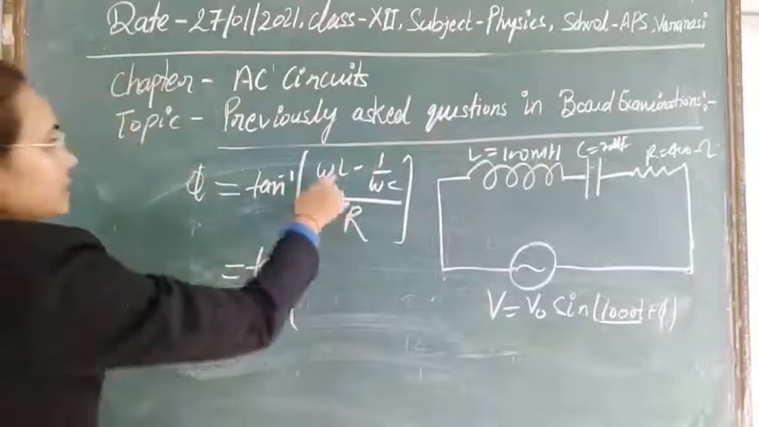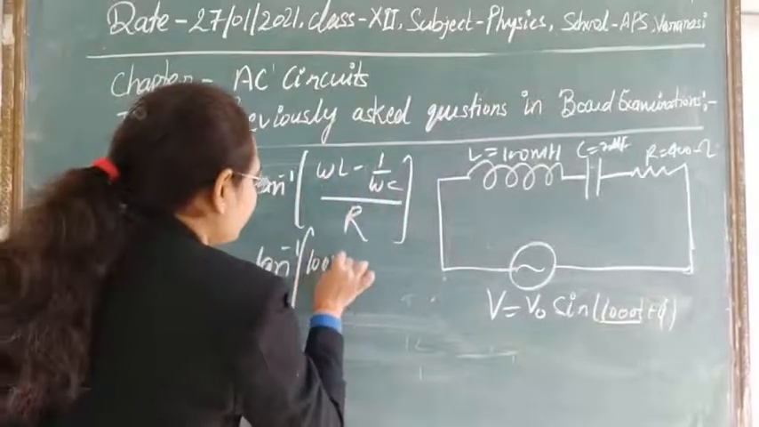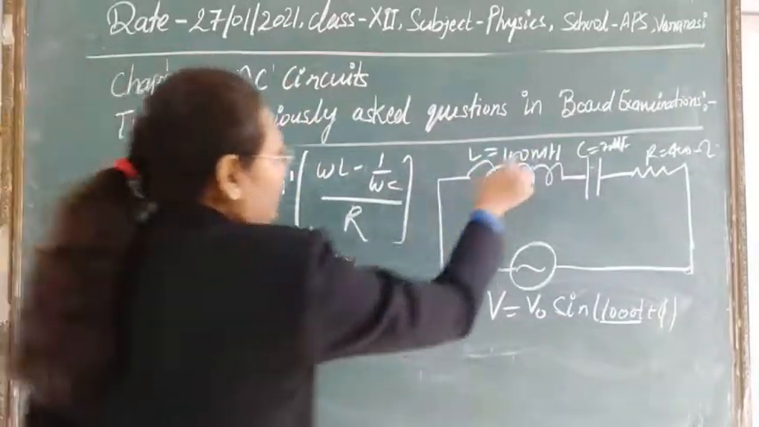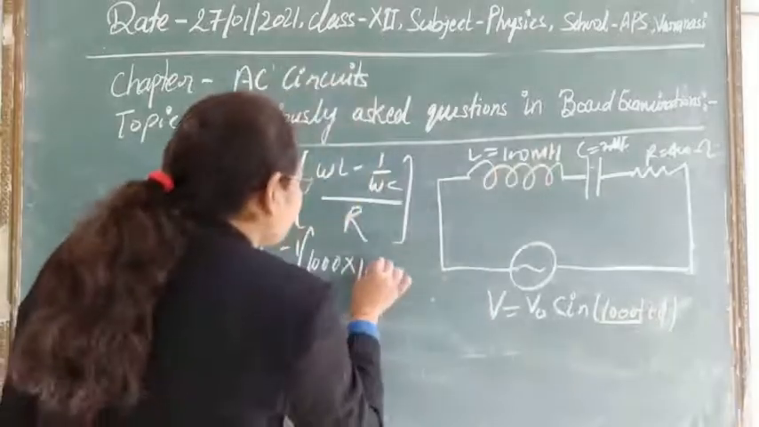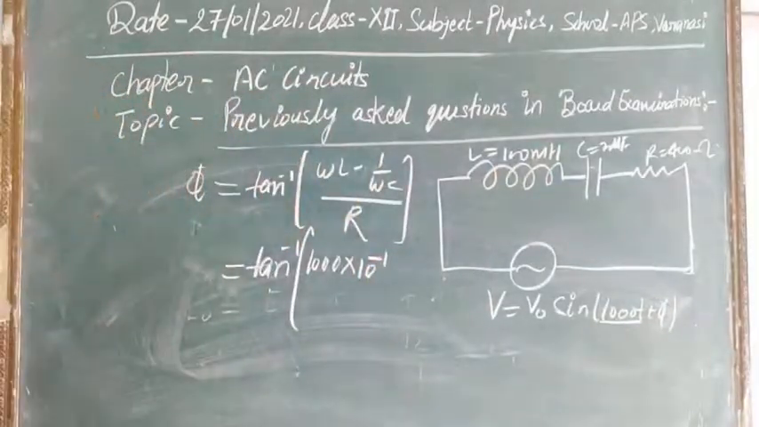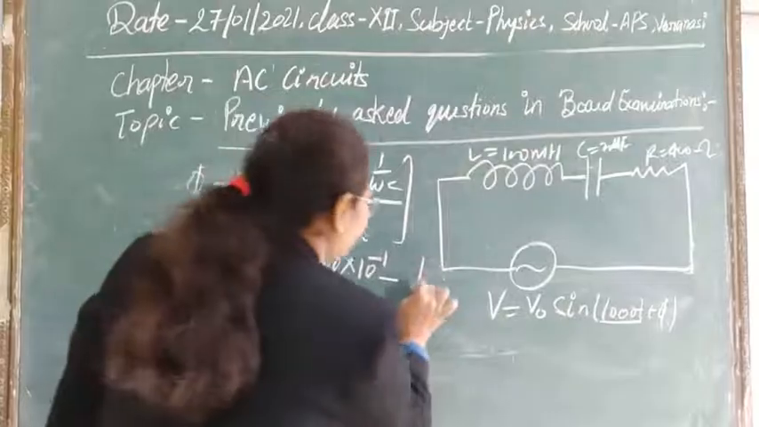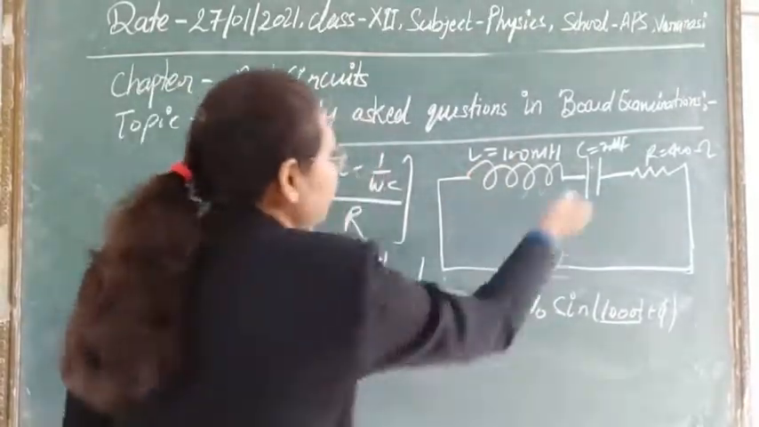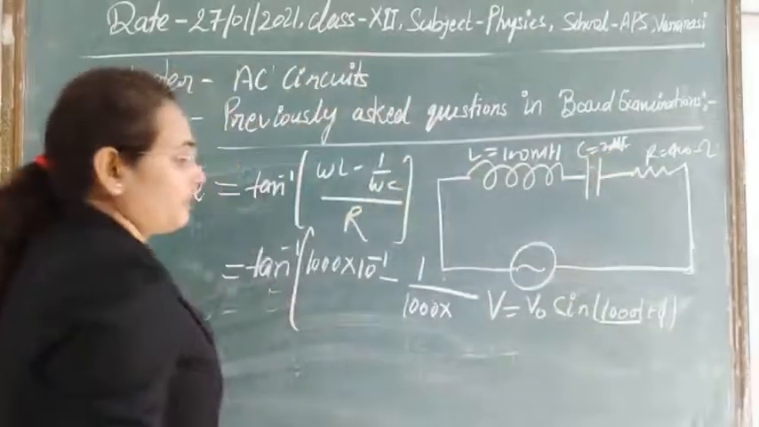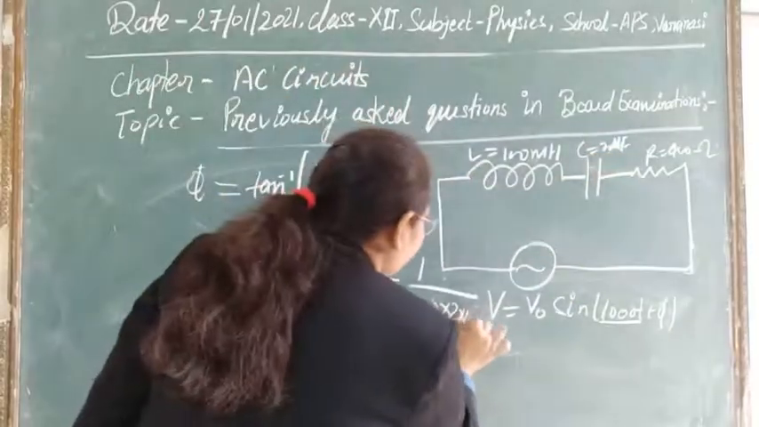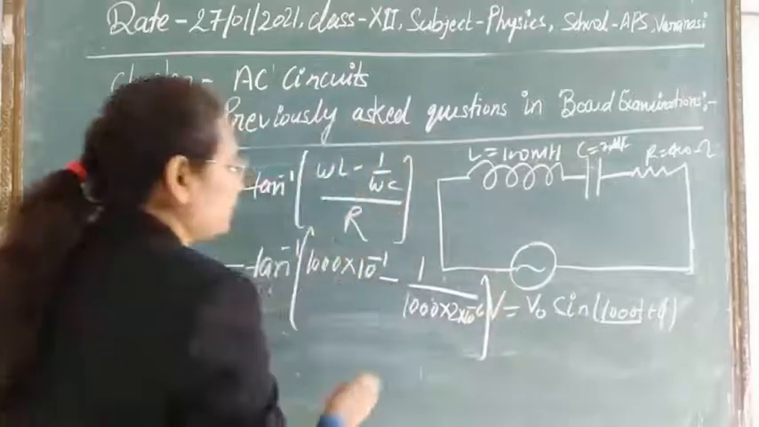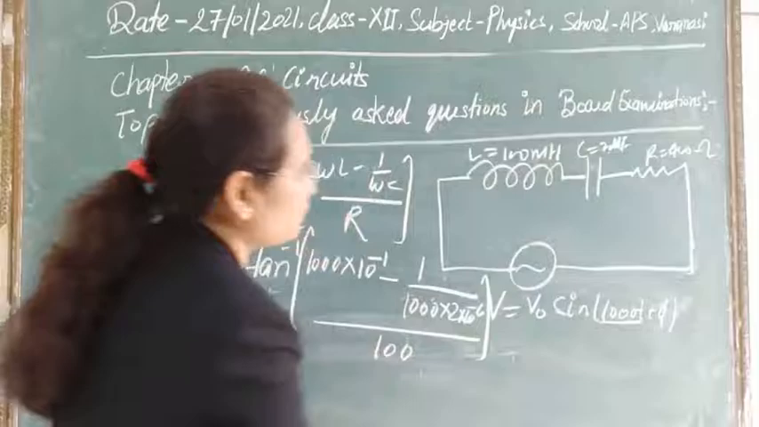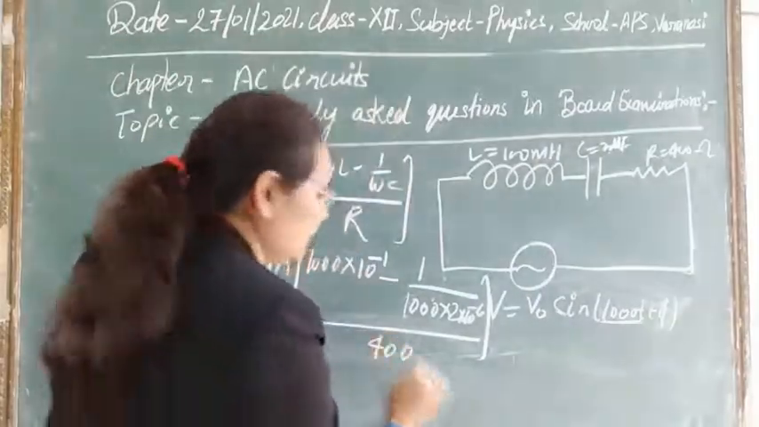So tan inverse. The value of omega we have is 1000. The value of L is given as 100 millihenry, so if you change it, this will be equal to 10 power minus 1 Henry. Minus 1 upon the value of omega, that is 1000, times the value of C, which is 2 microfarad, so this will be 2 into 10 power minus 6, divided by the value of R, that we have 100 ohm. Sorry, 400 ohm.